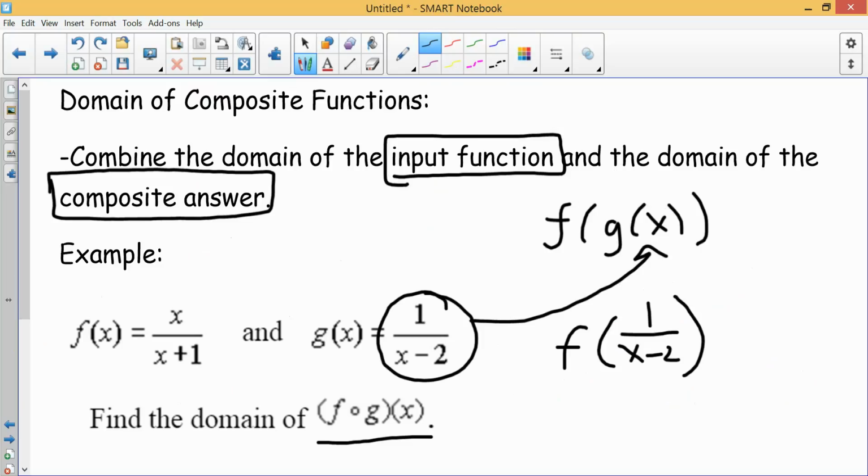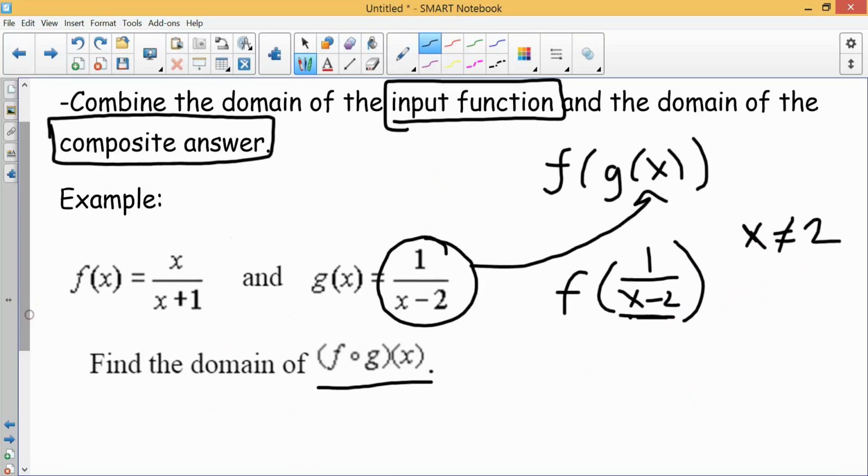I'm going to stop right here because this is our first domain. This is going to be our first part of our domain. g of x is our input function. That's the one we are substituting in first. For this one, x cannot be equal to 2. The reason x cannot be equal to 2 here is because if x was equal to 2 and I plugged it in for this, then I would get an undefined or a 0 in my denominator. So that's going to be my first part of my domain.